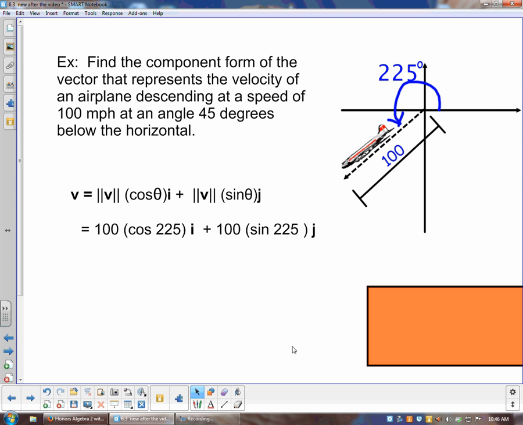This angle, since it's 45 degrees below the horizontal, angling this way in our picture, that's going to be 225 degrees. Everybody comfortable with that? All right, and so we're going to say 100 times cosine of 225 times the standard unit vector i plus 100 times the sine of 225. What are those trig values? Square root of 2 over 2? Negative.